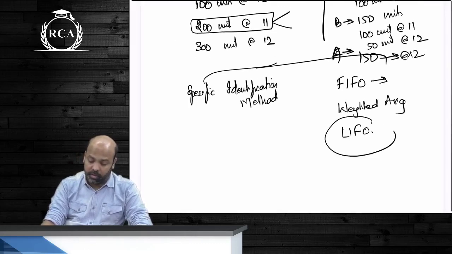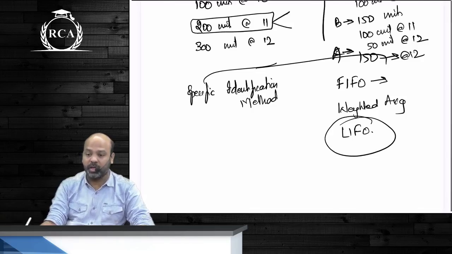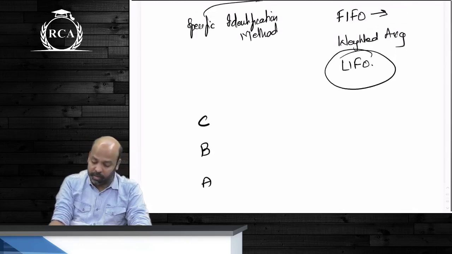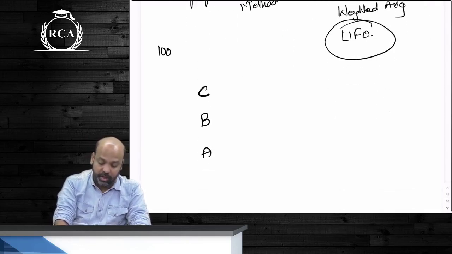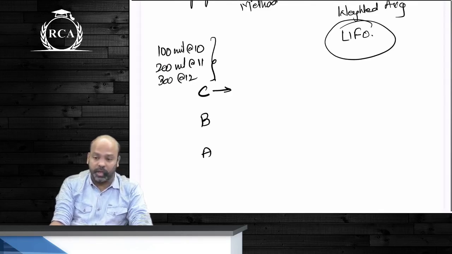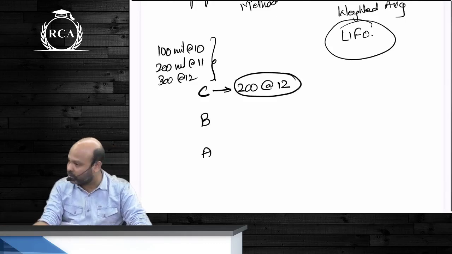LIFO method says whatever has been purchased recently is assumed to be consumed first. Last in, first out. Are we clear about this? So, same example, product C first, product B, product A, beta. You know that you purchase 100 units at 10, 200 units at 11 rupees, 300 units at 12 rupees. For product C, beta, how many units do we need? All of this 200 units will be out of the most recent purchase, that is at 12 rupees.